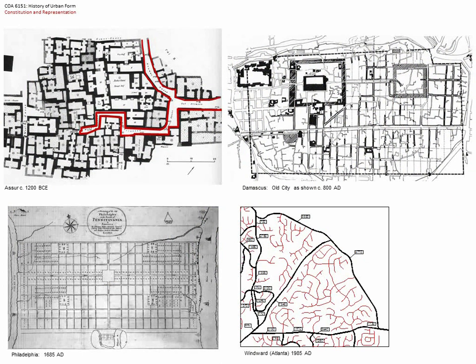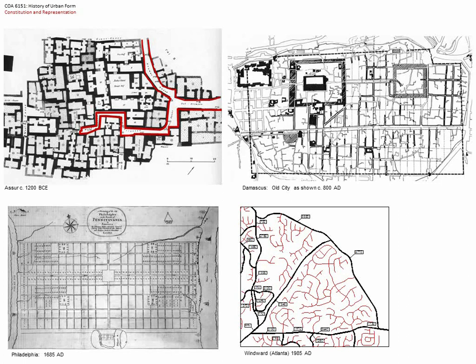So we end up then by looking at what cities have in common. So if we look at Assur here from about 1200 before the Common Era, and we compare that to one of the oldest cities in the world, at least as old as this, we see that it's a very different structure. This is a purely dendritic structure, and this is, in fact, originally a gridded structure, gridded blocks.